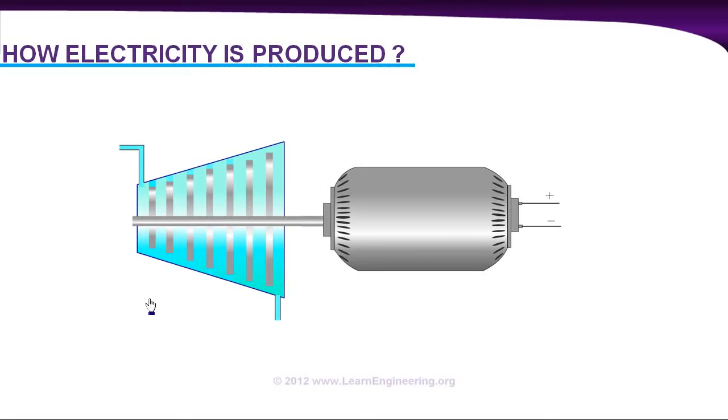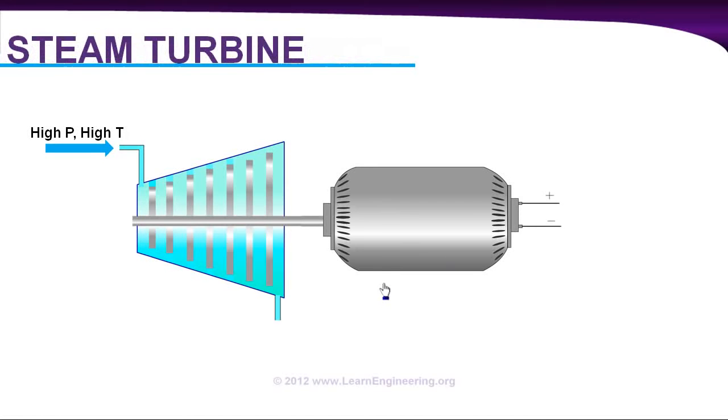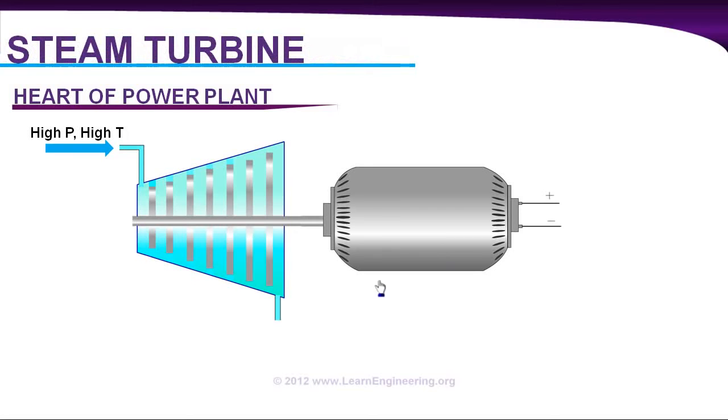The next question: how to rotate the blades of this turbine? The answer for that is this. Supply a high pressure, high temperature steam at the inlet of the steam turbine. Thanks to the high pressure and high temperature of the steam, it can rotate the blades of this turbine. So you can generate electricity over here. You can consider the steam turbine as the heart of the power plant, which eventually absorbs energy from the fluid.